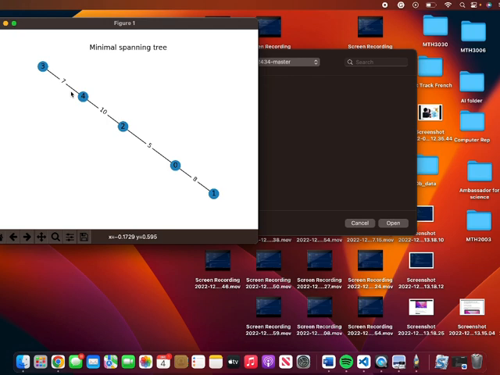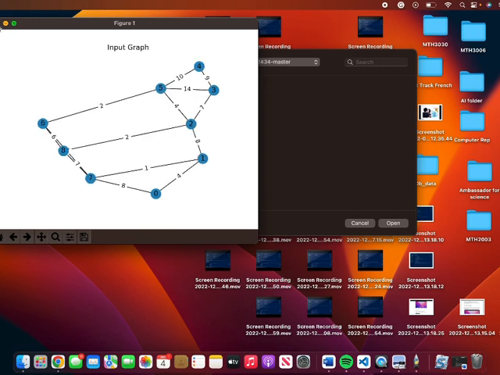This implementation also works with harder, more complex graphs. For example, if we put in this graph, which looks way more complex than the previous, we still get an accurate minimal spanning tree.